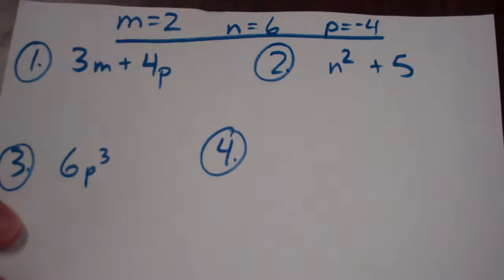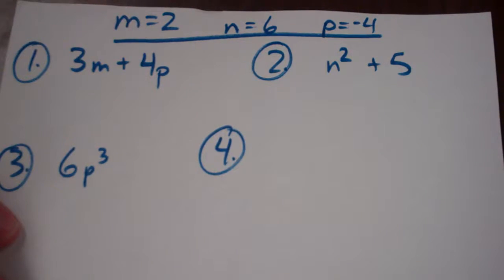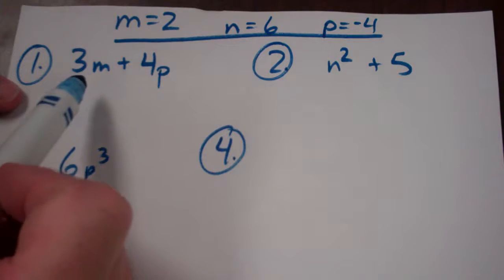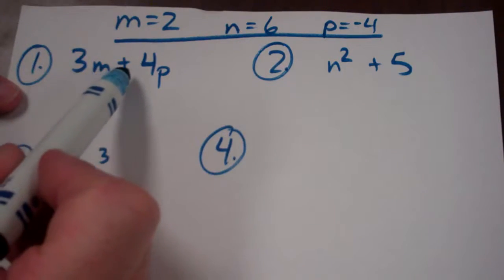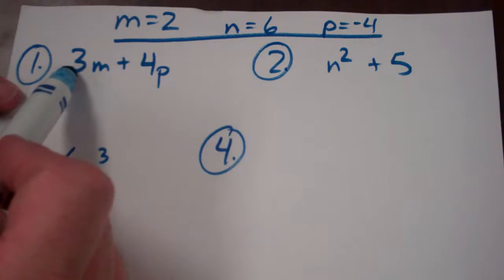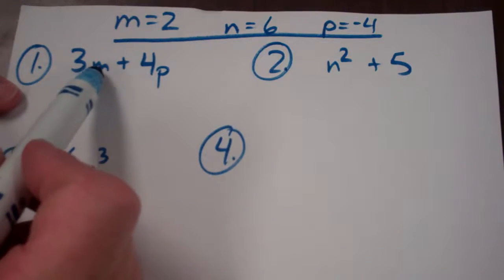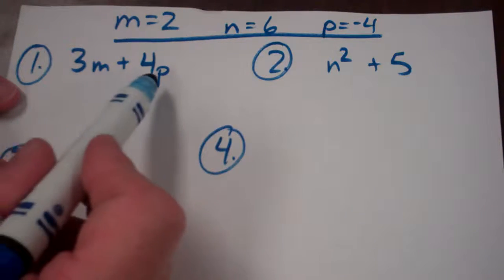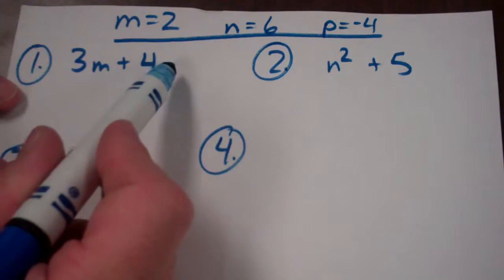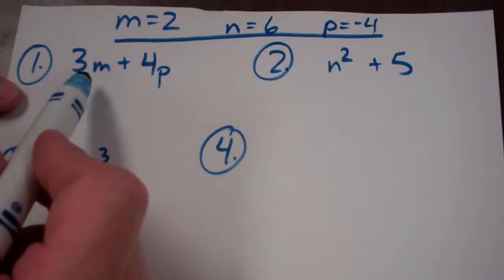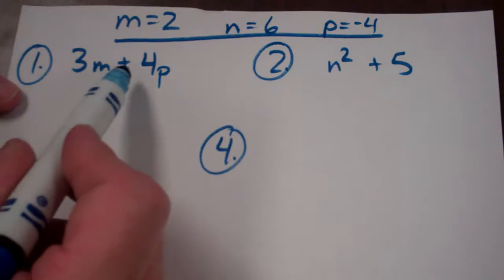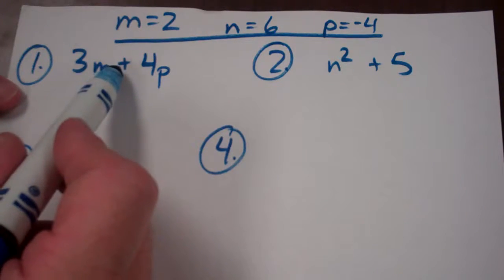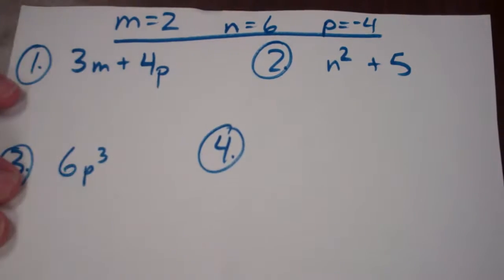Alright, so 3m plus 4p. To review, that 3 and that 4, those numbers are attached to a variable. Remember, variables being the letters. The number attached with a multiplication, those are called coefficients. So 3 is a coefficient of m, 4 is a coefficient of p. This whole thing is what we call an algebraic expression. There's no equal sign, so it's not an algebraic equation. It's an algebraic expression. It has letters, which makes it algebraic. It has an operation of addition. It also has two operations of multiplication.